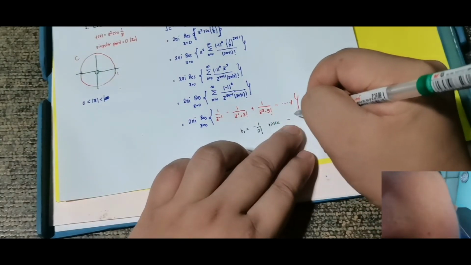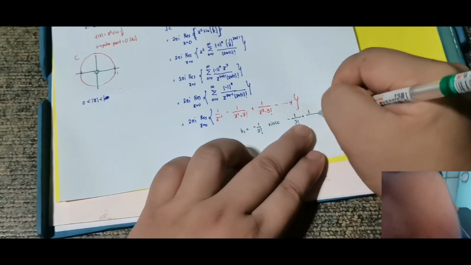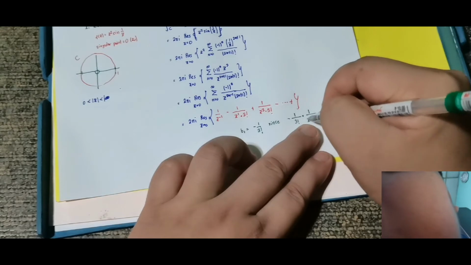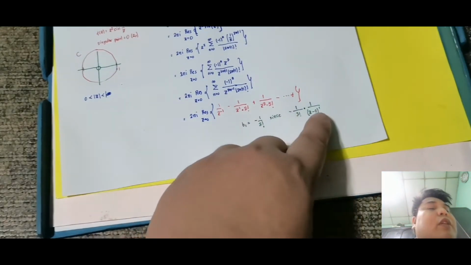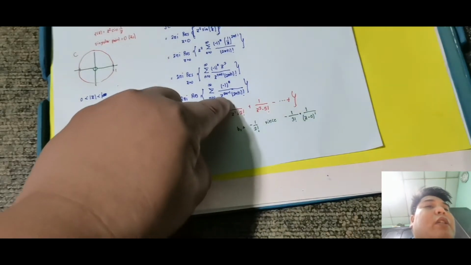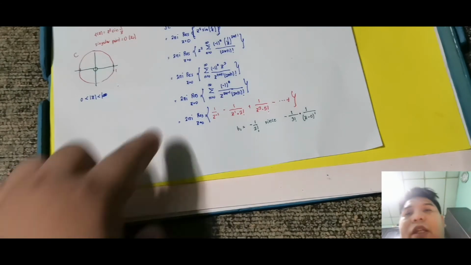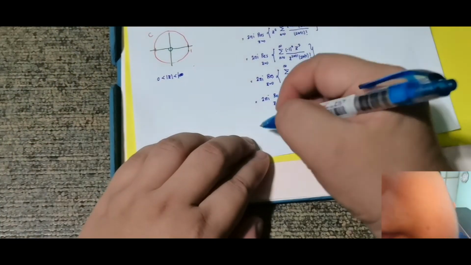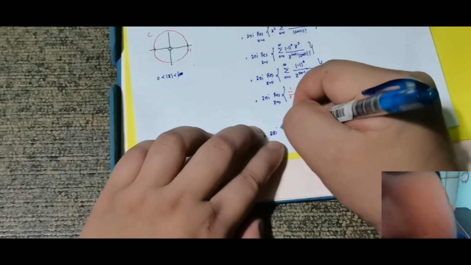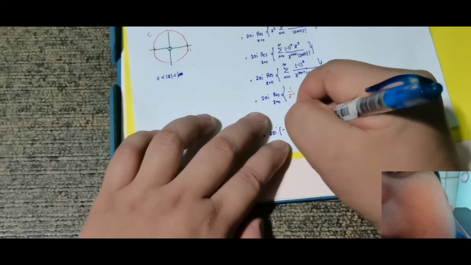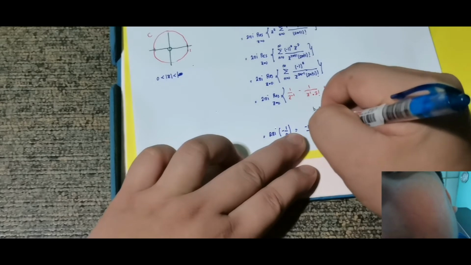Since meron akong negative 1 over 3 factorial multiplied by 1 over z minus 0 raised to 1. Yung z raised to 1 na yun is z minus 0 raised to 1. Tapos yung kanyang coefficient is negative 1 over 3 factorial, in which that is negative 1 over 6. So therefore, the residue is just equal sa 2 pi i multiplied by negative 1 over 6, or simply, negative pi i over 3.